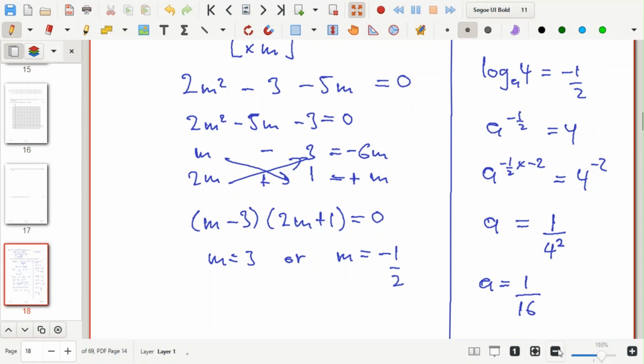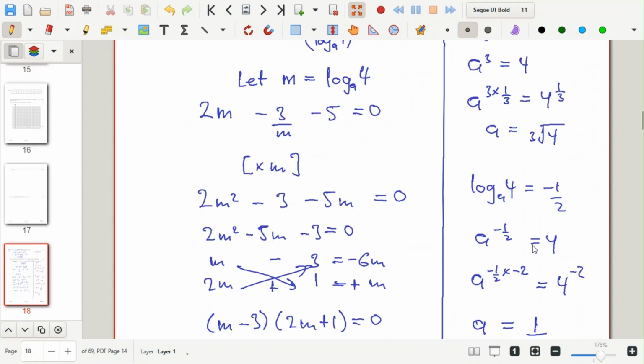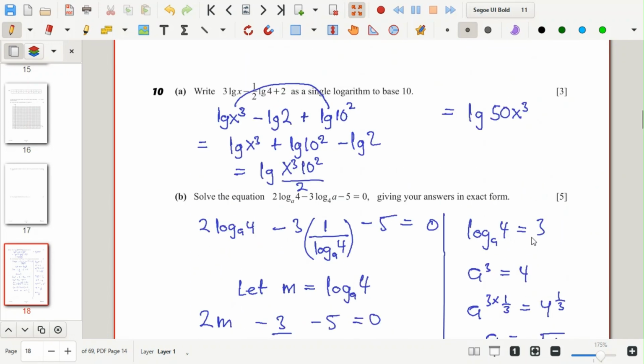Not difficult, not difficult at all. I told you, logarithm is very, very simple.